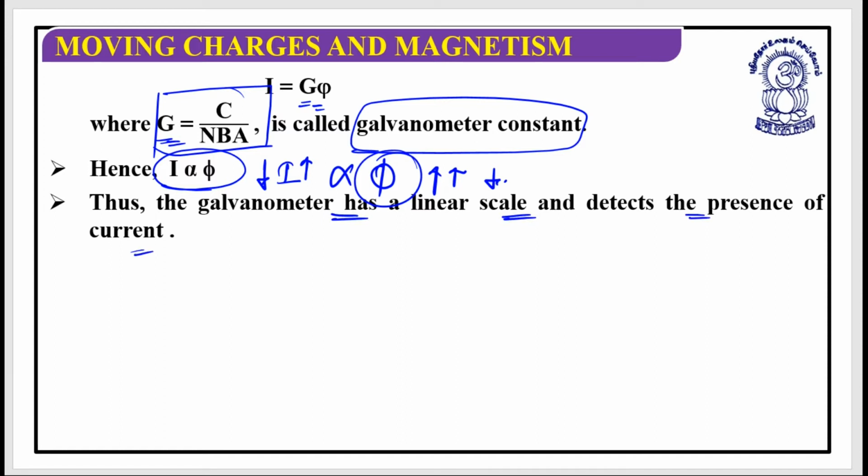I hope this is clear. It is just I directly proportional to phi. So if phi is higher, I is higher, and somewhat like this. So at this point of time, you must understand that our galvanometer is capable enough to detect whether current is flowing or not. That's it. Nothing more than that.